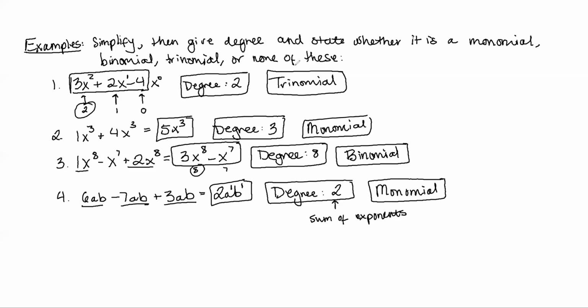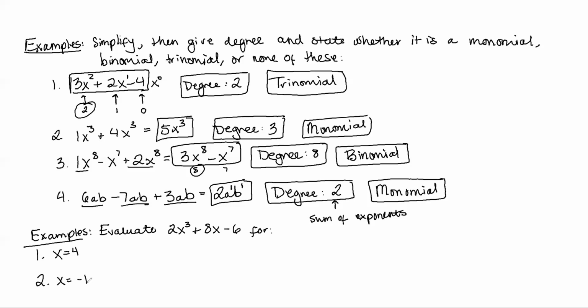Now we're going to do a little bit of evaluating, which is something we've seen before, so we'll just do 1 or 2 of these. So we're told to evaluate 2x cubed plus 8x minus 6, and then we're given two different values. The first value is x equals 4, and the second one is going to be x equals -1.